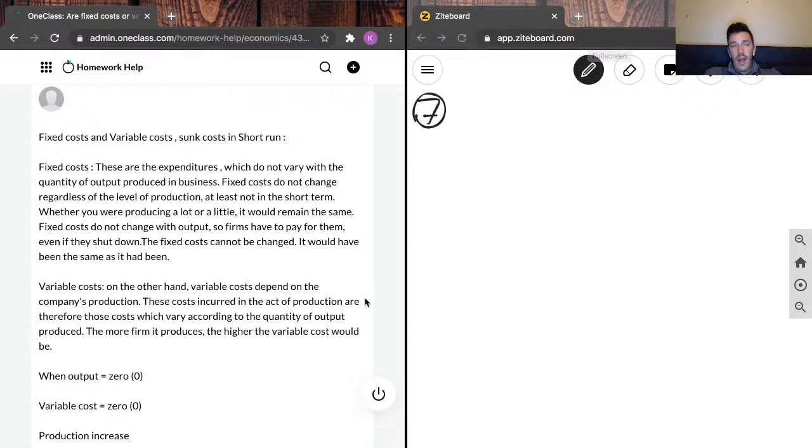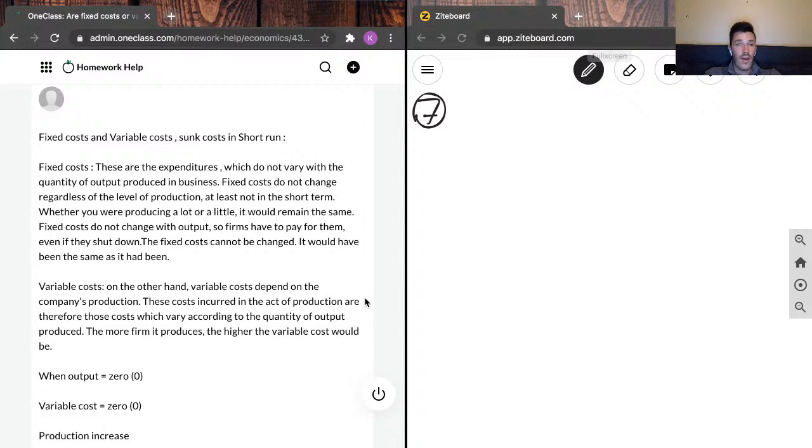And whether you're producing a lot or a little, or selling a lot or a little, these costs remain the same because you still have to pay the employees, you still have to have the lights on. Fixed costs do not change with output, and so firms have to pay for them even if they shut down. Fixed costs cannot be changed. It would have been the same as it had been.